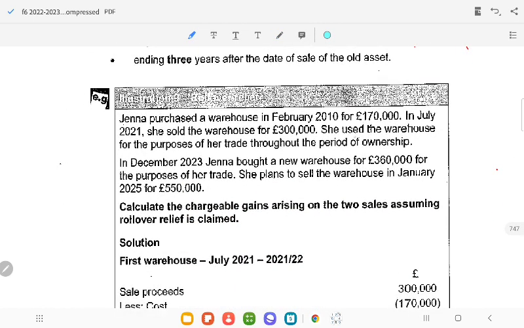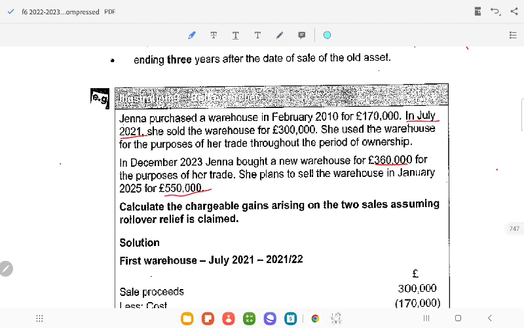Gina purchased a warehouse in February 2010 for 170,000. She sold the warehouse for 3 lakhs, so it means a gain of 1,30,000 is recognized there. She sold the asset on July 21. In December 23, which is the qualifying period, Gina bought a new warehouse for 3,60,000, which means the whole amount is fully reinvested. She planned to sell the warehouse in January for 5,50,000.